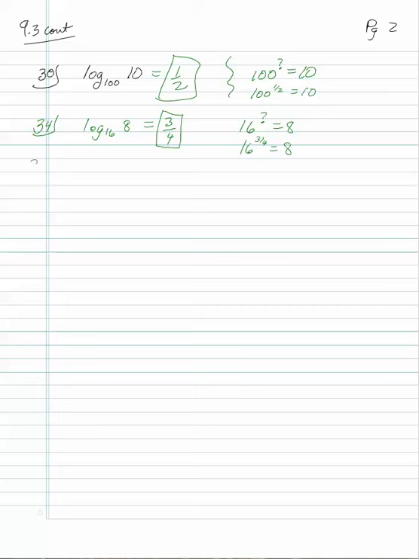And then 36, 6 raised to the log base 6 of 13. Remember, exponents and logarithms are inverse functions, so those are like canceling each other out. You just get 13.